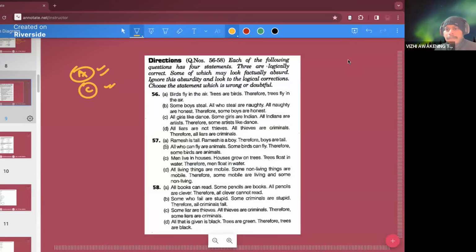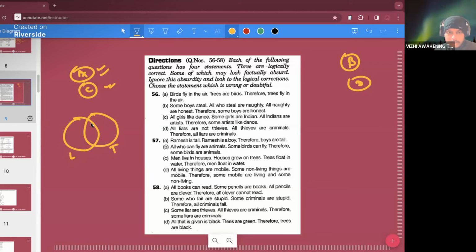Now we have this doubt with B and D. All liars are not thieves. All thieves are criminals. Therefore, all liars are criminals. Let's say these are our liars and these are your thieves. This is what it means. All liars are not thieves, so some of the liars can be thieves. Yeah, this intersection.